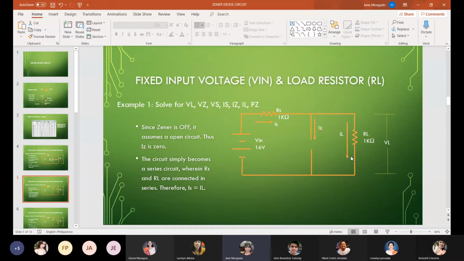So alam natin pag series circuit, what is the characteristic of a series circuit? Ano yung constant sa series circuit? Current. Okay, so we have current equal. That's why IS is equal to IL. Kasi kung anong dadaan kay RS, bakit nga ba equal sa series? Wala na siyang ibang dadaanan eh, di ba? Si IS, pagdaan kay RS, hindi naman siya pwedeng lumiko kasi putol. Kaya lahat ng dumaan kay RS, dadaan din lahat kay RL. So that's why the currents in a series circuit are equal.